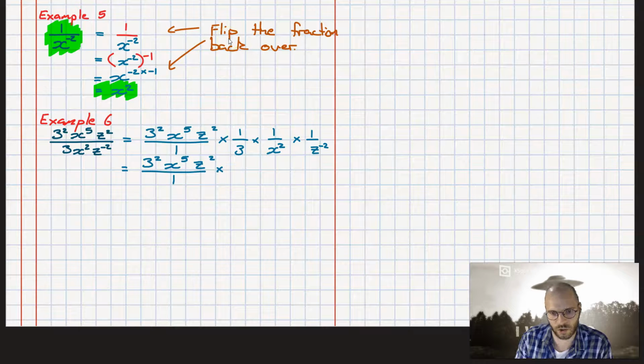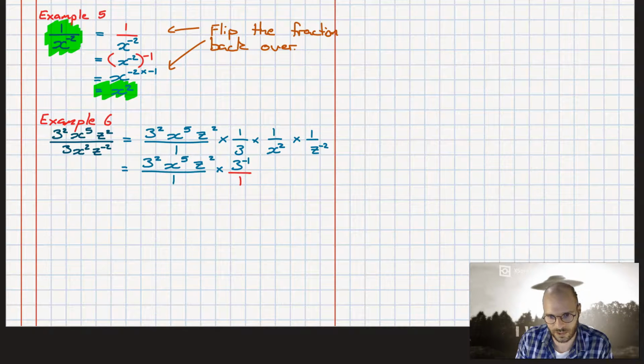So I've got times 1 over 3. This 1 over 3 is going to undergo a similar transformation to what happened in example 5 here. So the 1 over x to the negative 2 just became an x squared. So whatever we had in the denominator down here, we change the index it has to the opposite, and then bring it up into the numerator. So rather than having 1 over 3, we can go 3 to the negative 1, and that's going to be over 1. So we simply flip it and multiply it with a negative index.